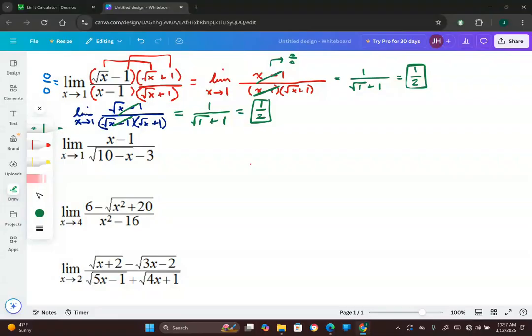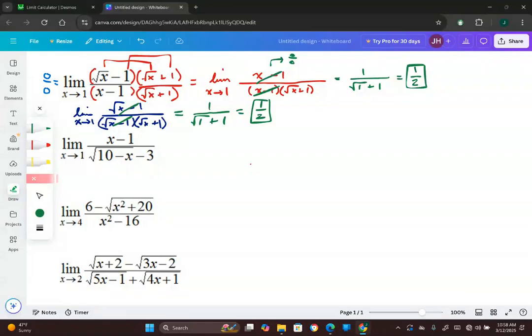Now, not every problem involves two methods that you can use. The next one, if I plug in 1, I hope all of you can see this. If I plug 1 into the top, I'm going to get 0. If I plug 1 into the bottom, 10 minus 1 is 9. The square root of 9 is 3. 3 minus 3 is 0. Well, darn it. I've got a 0 over 0 problem again.